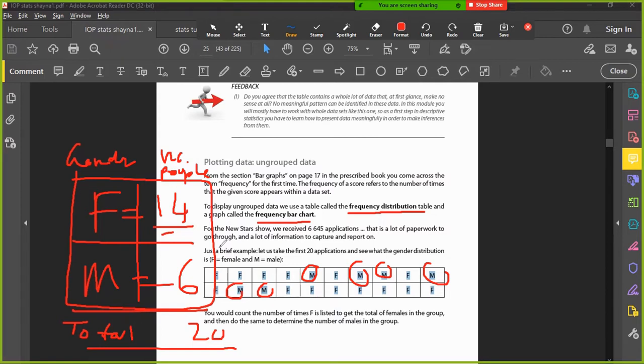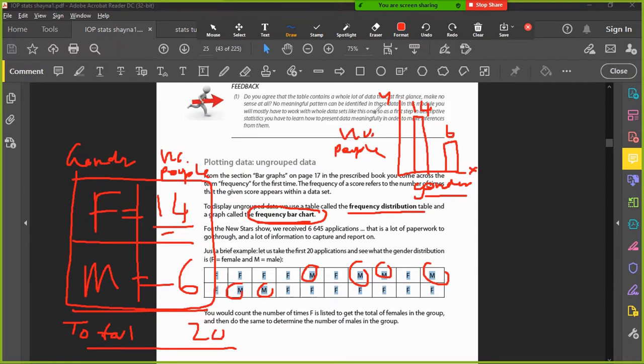That's if you had to put it into a graph, then you can choose an X and a Y. Gender would be on one axis, and number of people would be on the other axis. I would put gender on the X, so that I can show 14 females and 6 males.